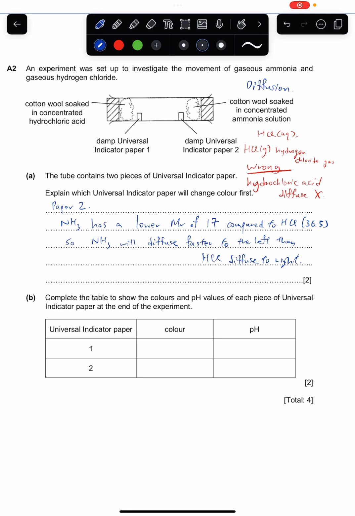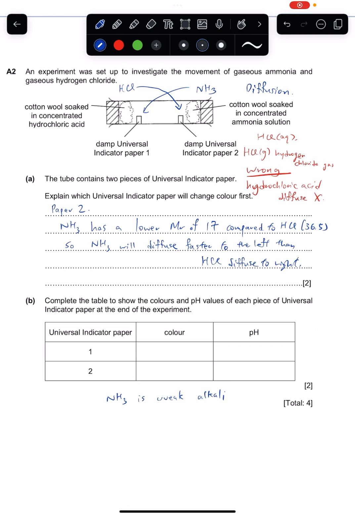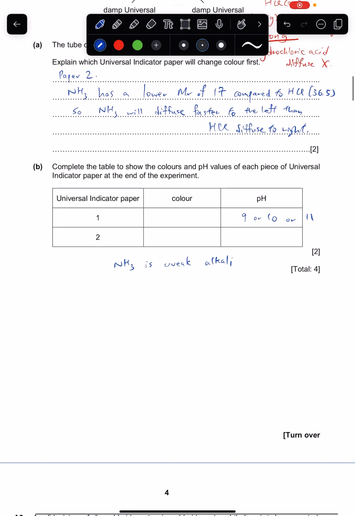Okay, next, universal indicator paper 1. So what happened is ammonia goes to paper 1, HCl goes to paper 2. So ammonia, what do you know about ammonia? We recall that ammonia is a weak alkali. So weak alkali should have a pH of, the answer key shows a range. So if you write 9 or 10 or 11, they are all perfectly fine. I can accept that.